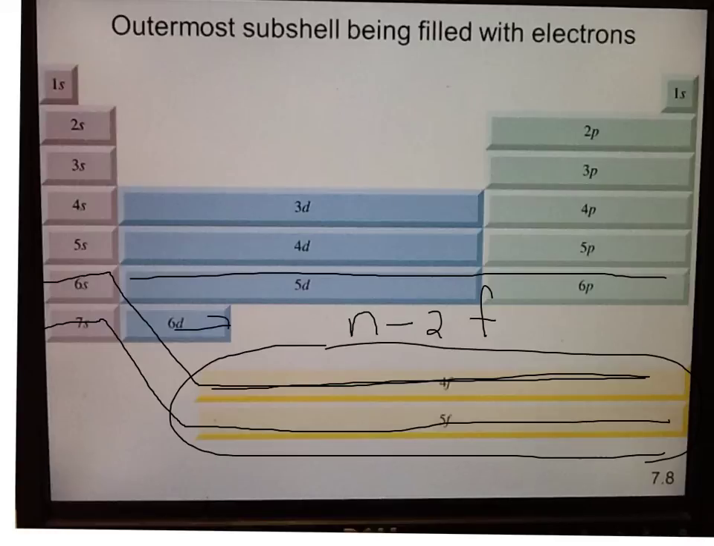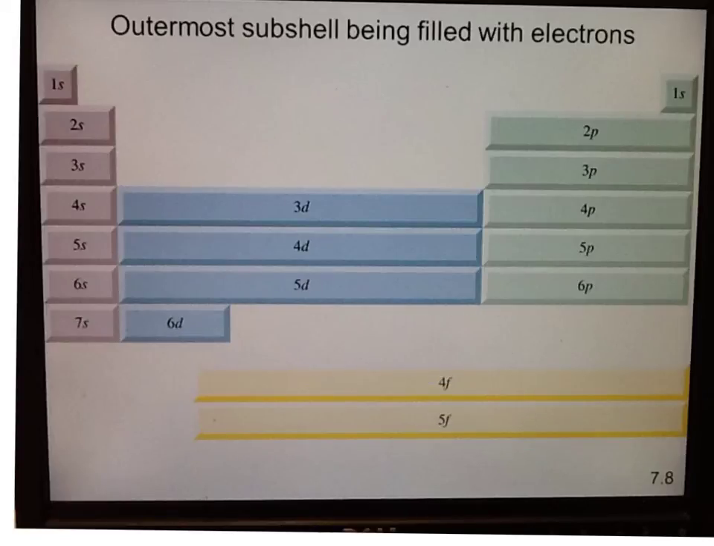So this first series, the lanthanide series, this row going across, is actually part of the 6th period. And the actinide series here going across, where it's filling 5f, the second row, is actually part of the 7th period.